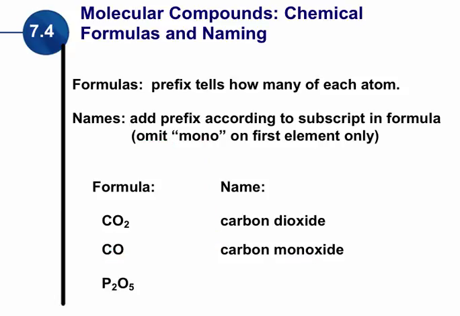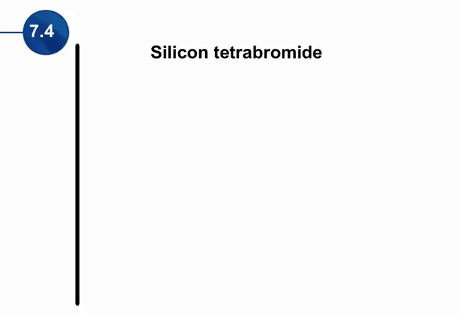Well, let's try another. P2O5. Well, we turn to our periodic table, find P, find O, put our prefixes in, and this means we have diphosphorus pentoxide. And notice that we drop the A in penta because we have a vowel from oxide there and write it pentoxide.